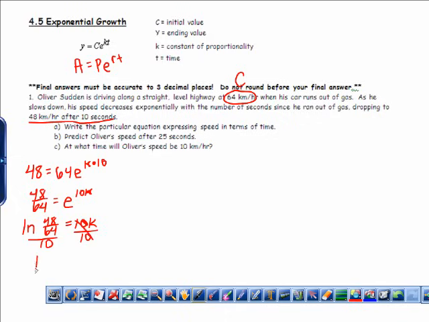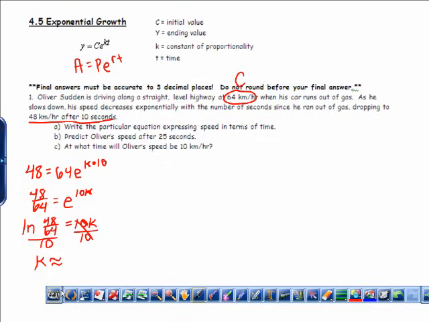Okay, and then the last thing I would want to do is divide by this 10. Now this is pretty much how it's always going to work out to find k. You're going to do natural log of the ending value divided by the beginning value, and then all of that divided by your time, which in this case was 10.